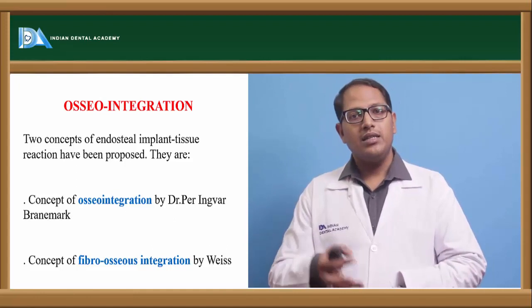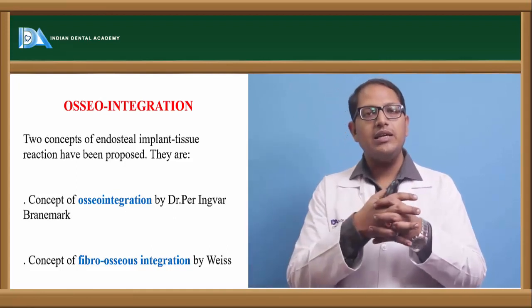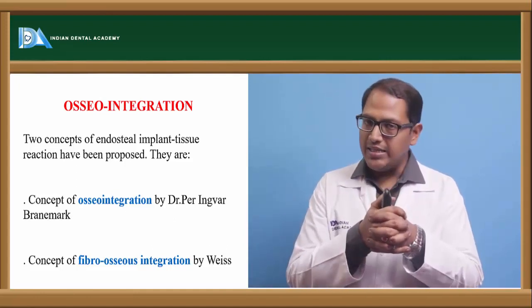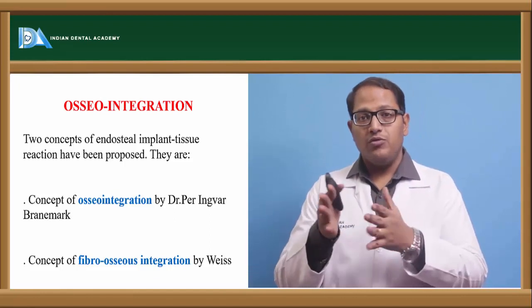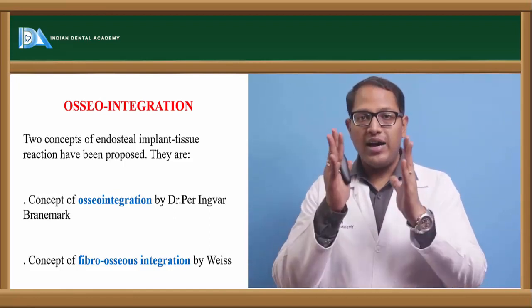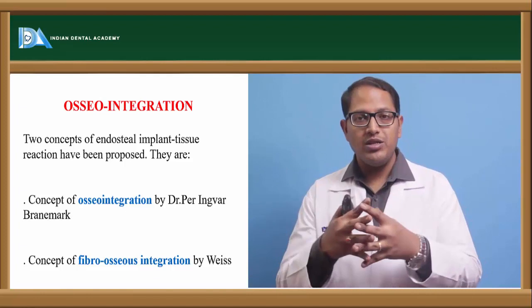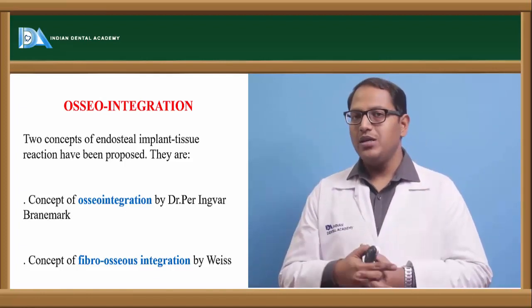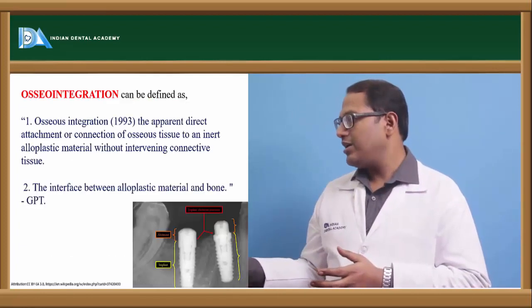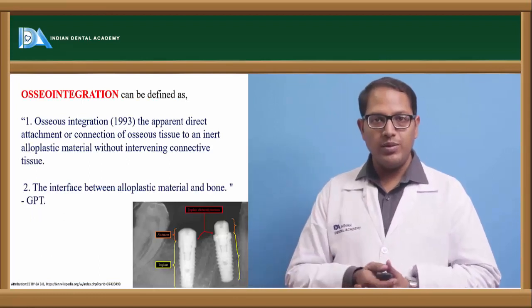Brånemark said that the bone itself is going to interlink with the implant body and its surface texture, whereas others said no, there is a fibrous cartilage connection between the bone and the implant. So there were different theories supporting these two main theories.